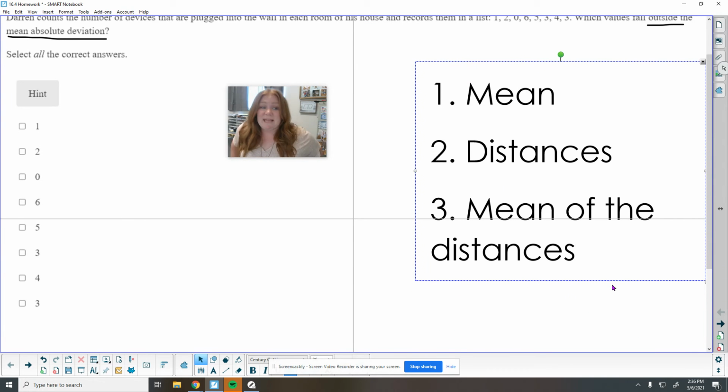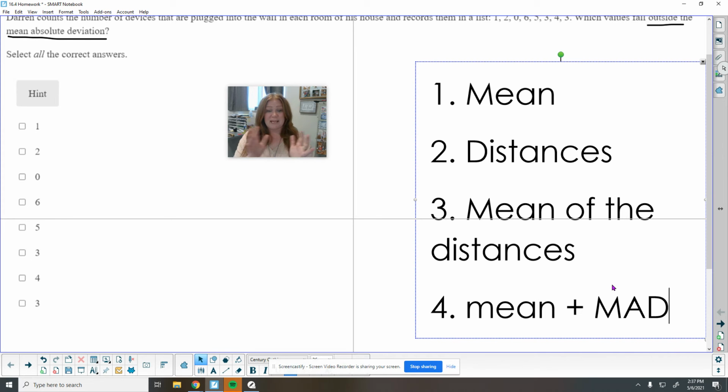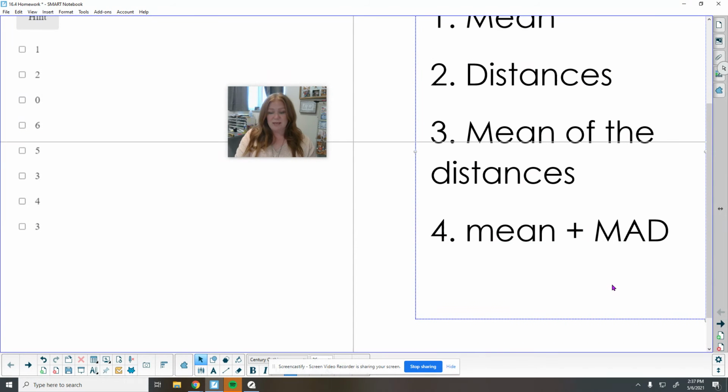Now you're going to take that number and we want to see what is within that normal range. So we know the average, that's a set number. We want to find what's kind of normal. So what we're going to do is take the mean and add the MAD. That gives us our highest range. Then we're going to take the mean and subtract the MAD, and that's going to give us the lower range.